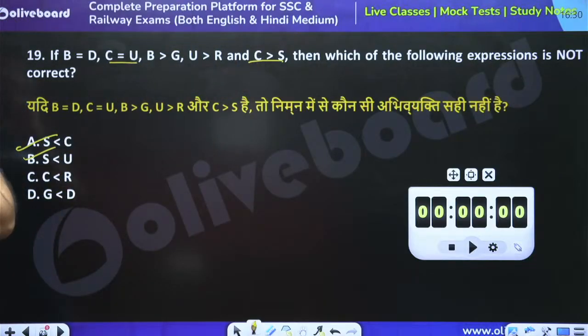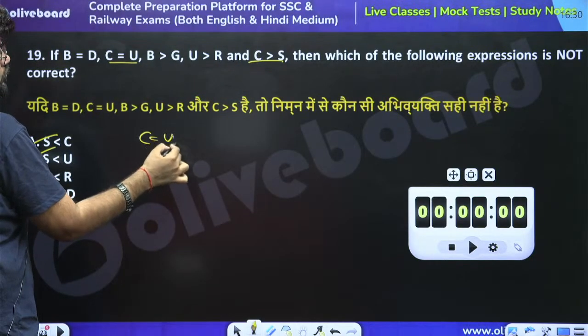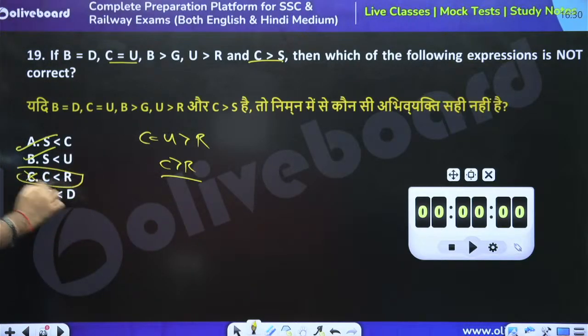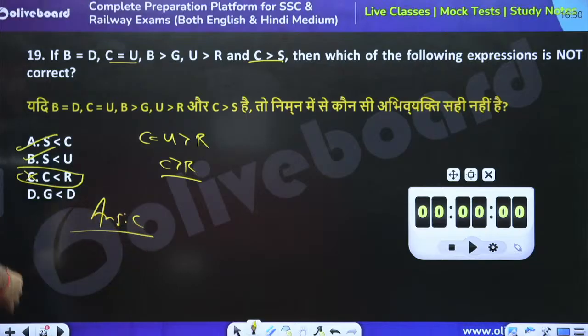C is less than R. So C is equal to U, U is greater than R. So C is greater than R, not less than R. This is incorrect. Option C is the right one. Cool.